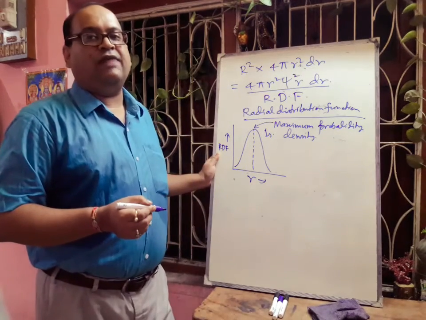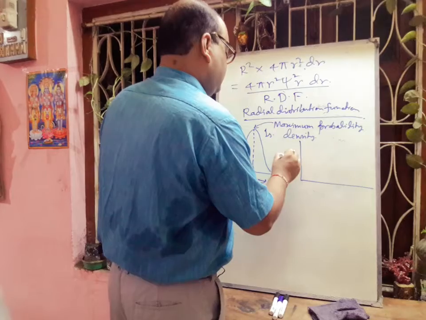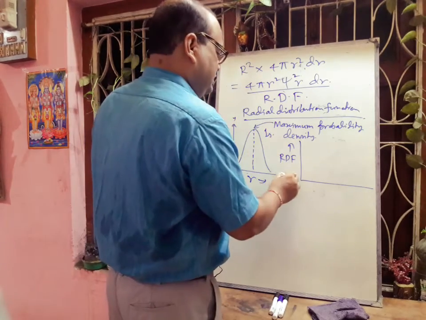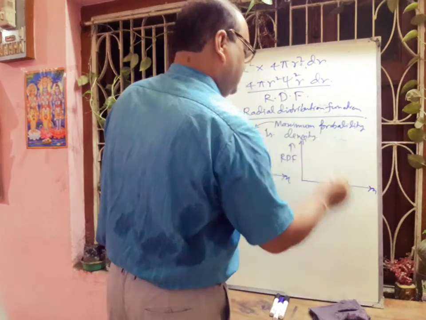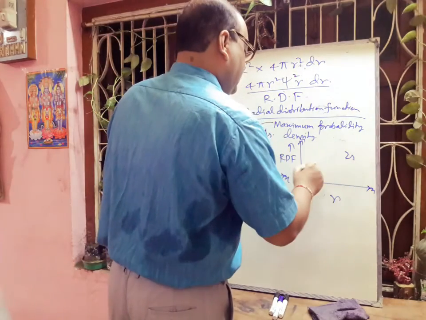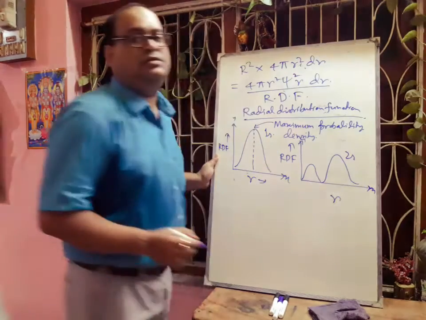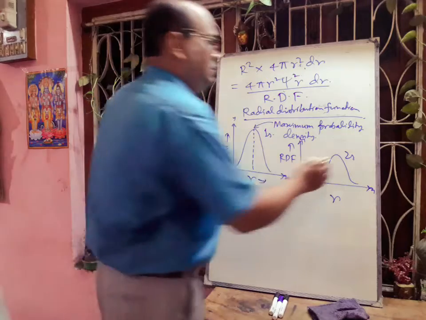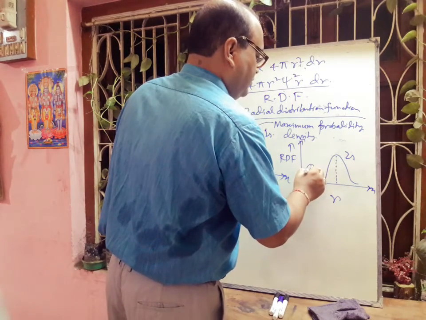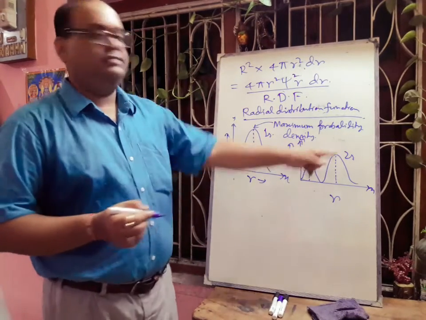If we want to draw the curve for 2s, definitely there will be one node. Here, this one is the y-axis, this one is the x-axis. If we want to draw the curve for 2s, then we will get 2 humps like this. Okay, this is the maxima for this curve. Here this is the maximum, where the maximum probability density is.